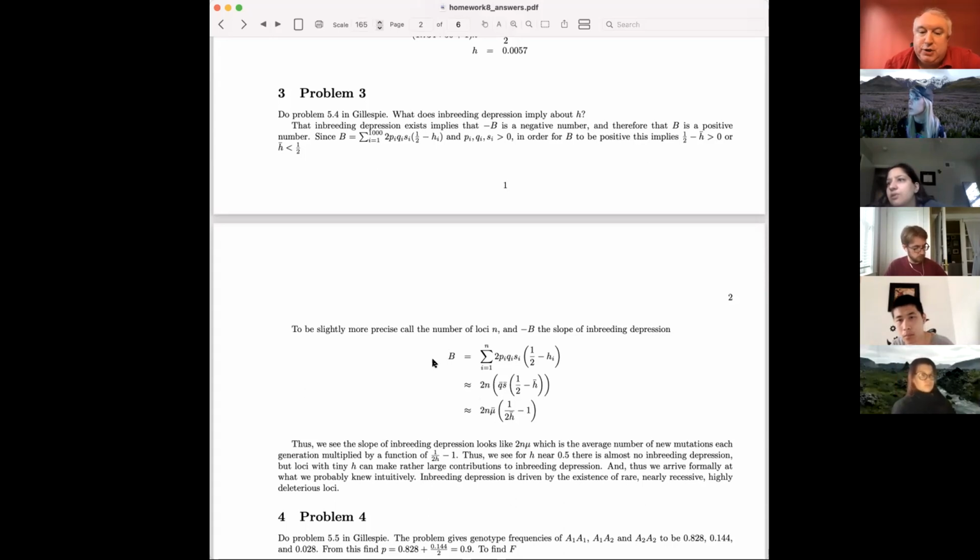So what you see is the slope of inbreeding depression looks like the number of new lethal mutations per generation times 1/2h minus 1. Again, as h goes to 0, that thing blows up. At h equals 1/2, that's 0. So your intuition is the slope is in fact equal to the number of new lethal mutations times how recessive they are, 1/h basically.